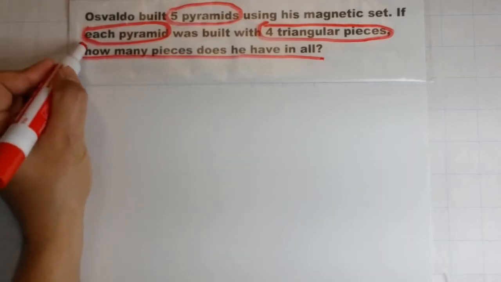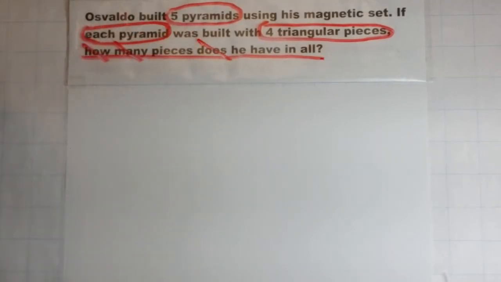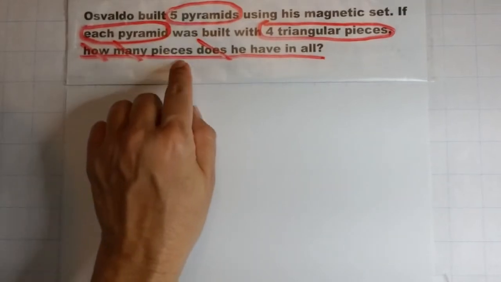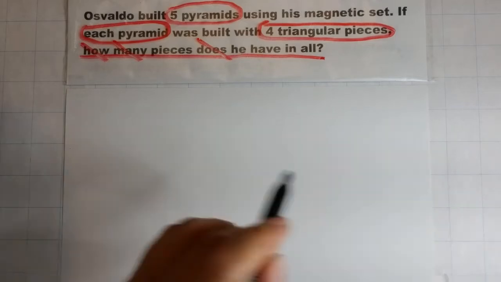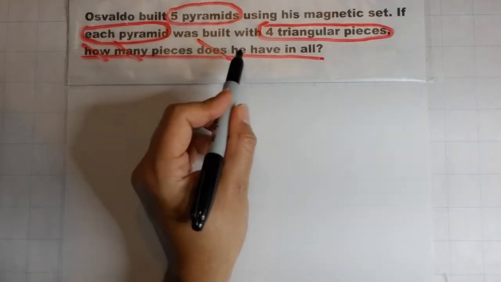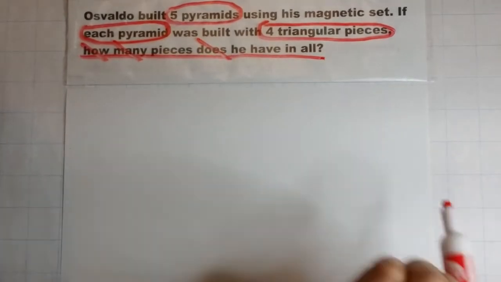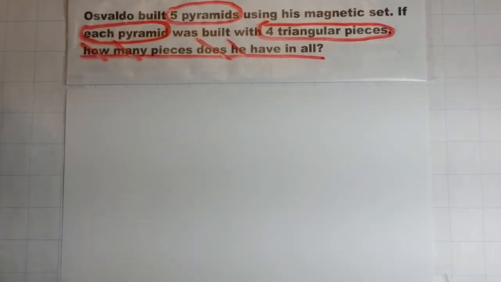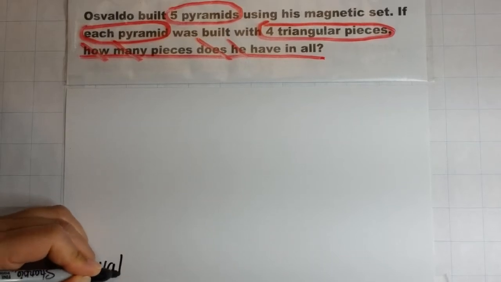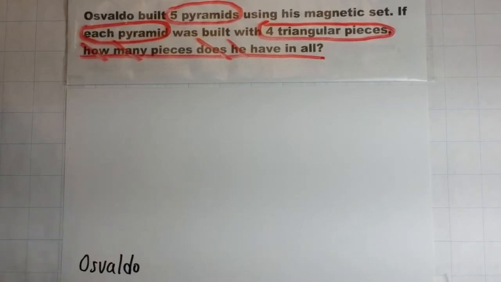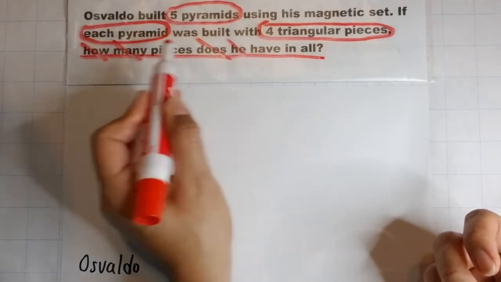So I'm going to take away the how, the many, and the auxiliary verb does. Now I have pieces, he, having, all. And that means I have to use those words to make a new sentence. He is going to be Osvaldo. So instead of saying he, I'm going to write Osvaldo. So let me write the answer statement here at the bottom. Osvaldo has blank pieces in all.